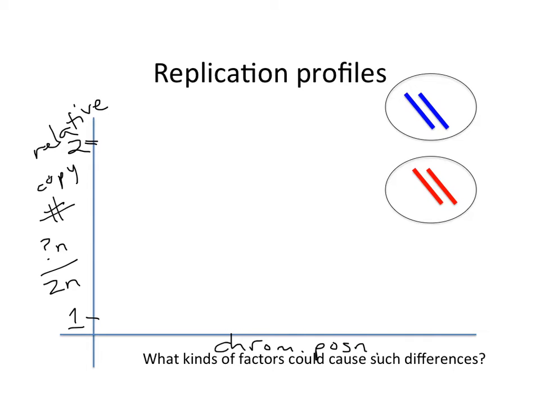So we can look at the red chromosome, and this is what a replication profile might look like if there's a single origin of replication. What does this mean? How do you interpret this bell-shaped curve?